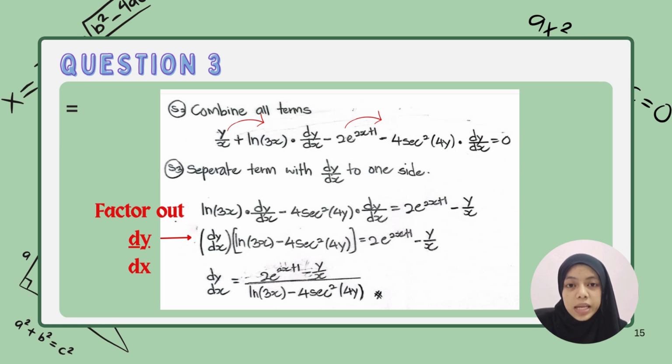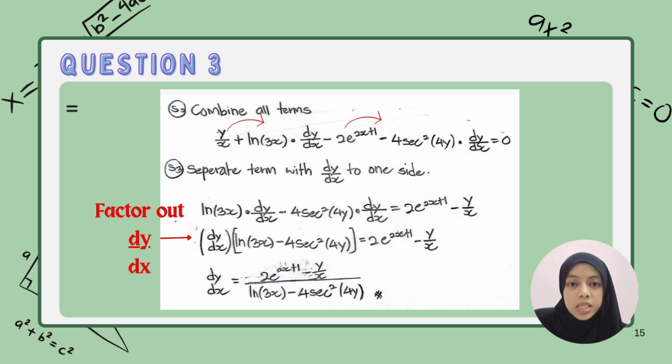The second step is we need to combine all terms. So we get y per x plus ln(3x) times dy per dx minus 2e power of 2x plus 1 minus 4 sec squared(4y) times dy per dx equal to 0.